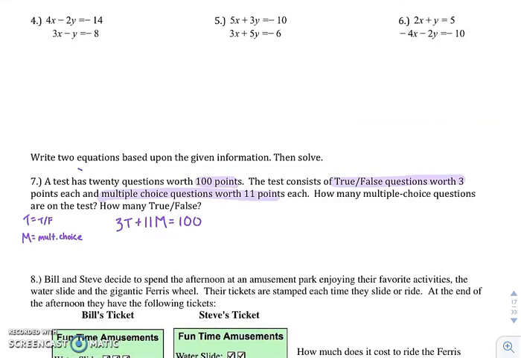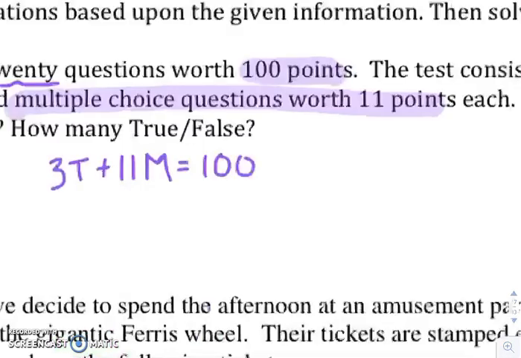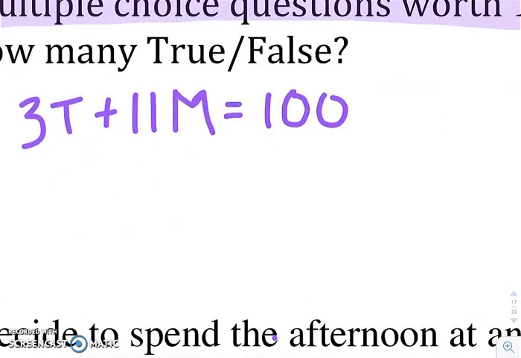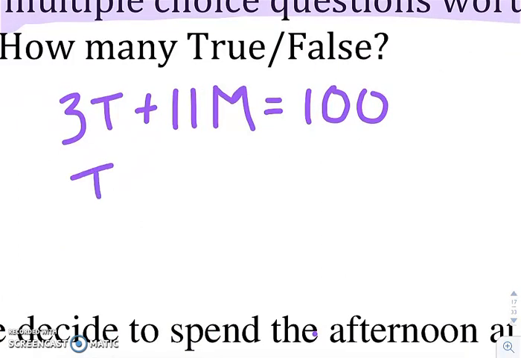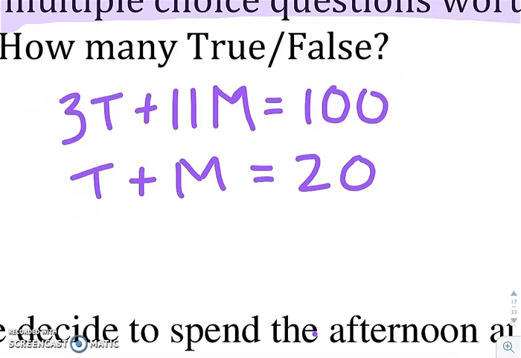And then our second equation, which is the number of questions, says that there are 20 questions total. So don't overthink it. It's just the fact that there have to be a certain number of true/false, plus a certain number of multiple choice, that need to be a total of 20 questions. That's it. So now you can solve this. You could solve this one by substitution. You could subtract the t over and say m equals 20 minus t.